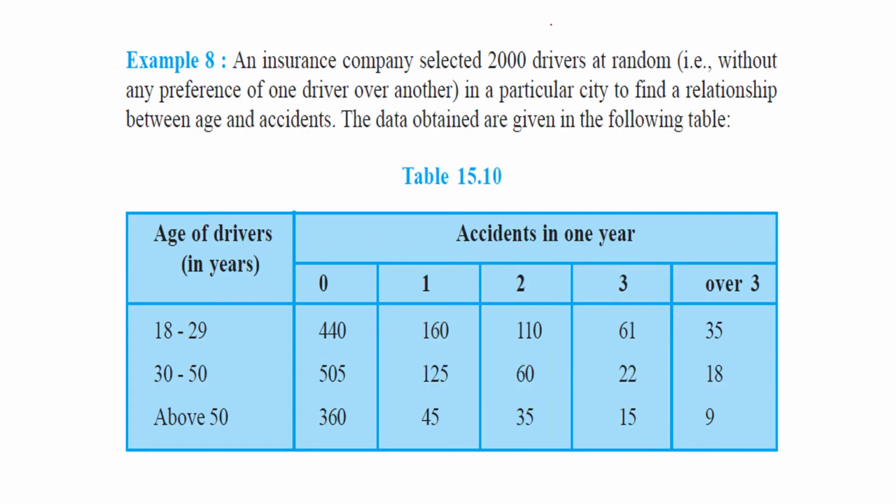An insurance company selected 2000 drivers at random, without any preference of one driver over another, in a particular city to find a relationship between age and accidents.